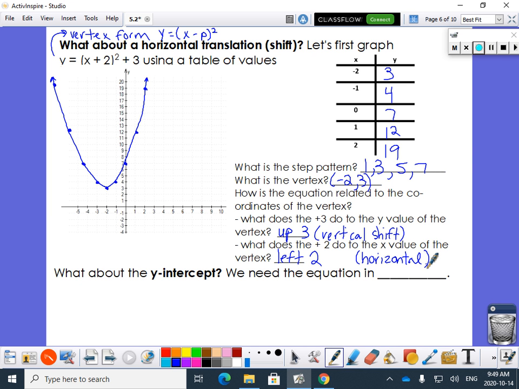Okay, so when we do horizontal translations, this part is going to get a little confusing. Do you guys notice up here that this vertex form has a negative here? Because there is a negative there, but then look over here, this is positive. Our standard vertex form always has a negative there. So in order for this to be positive, this p-value would have had to be -2.